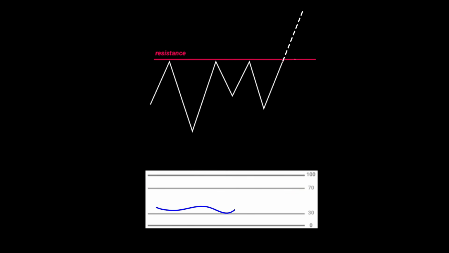If RSI is below 70, the market is not yet overbought. There's still room for buyers. Here, the breakout has a higher chance of being real.